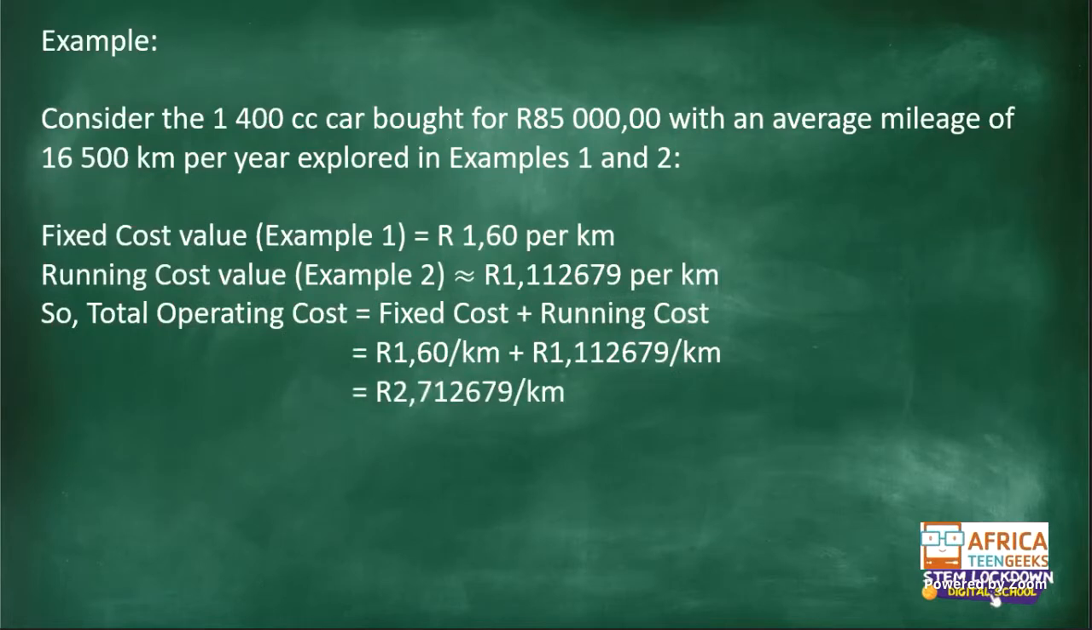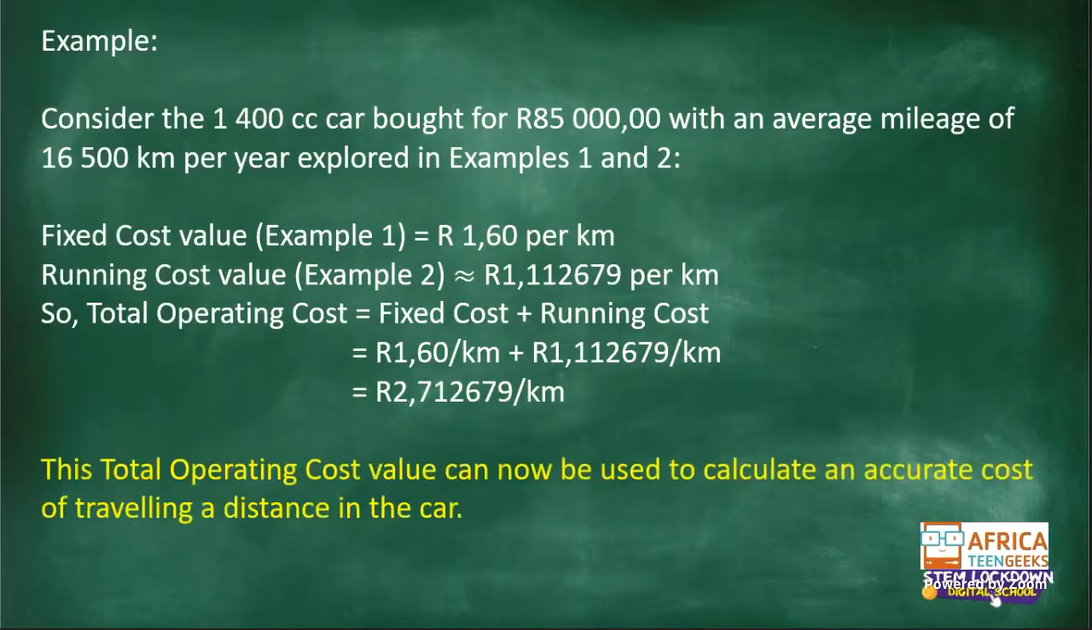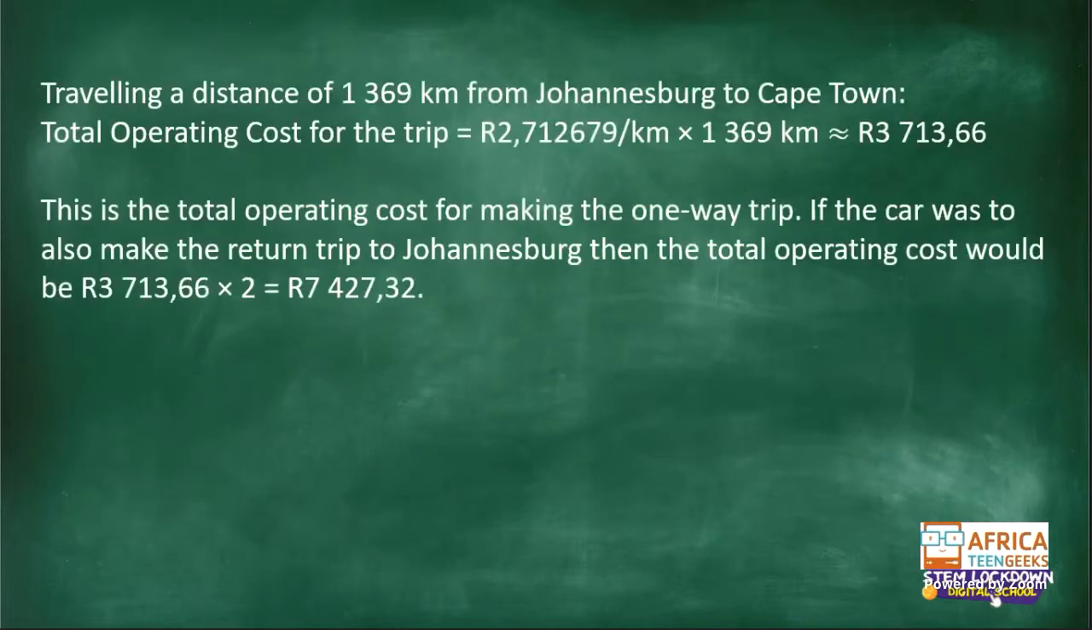And then, of course, you may use this now to calculate for your journey or your trip, which was from Johannesburg to Cape Town, and then you multiply your total operating cost per kilometer by the number of kilometers to get this value here, which is 3,713.66. And of course, if you are going to make a return trip, then you will have to multiply that by 2 so that it covers your journey to Cape Town and back to Johannesburg.